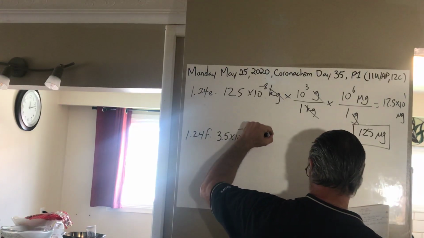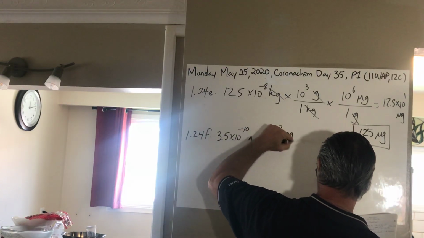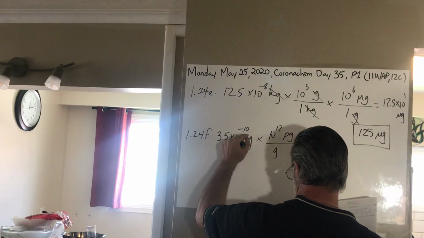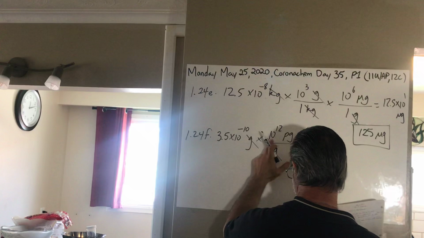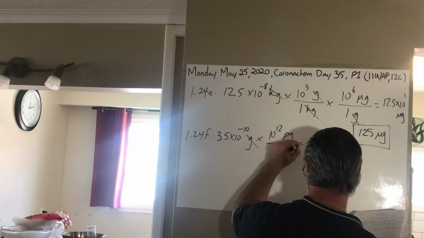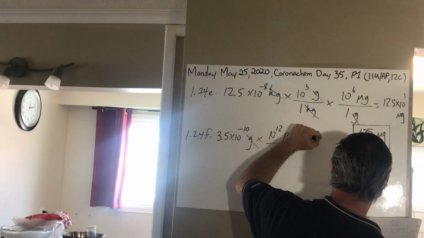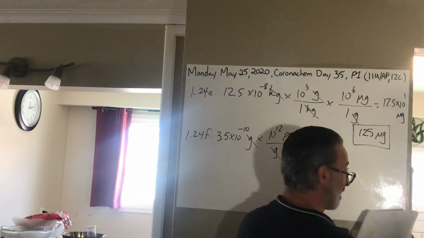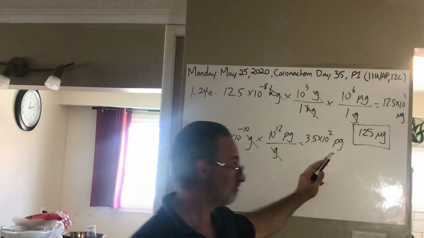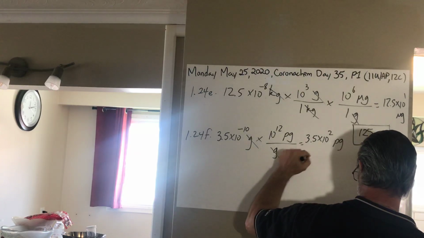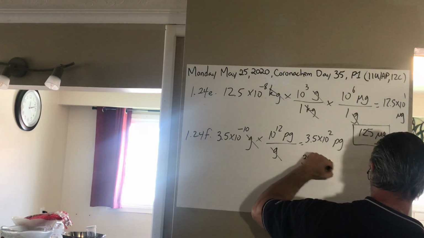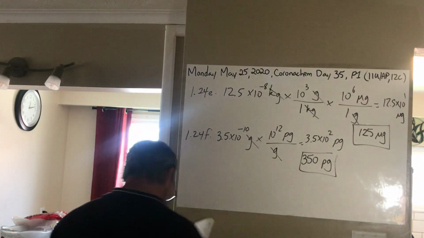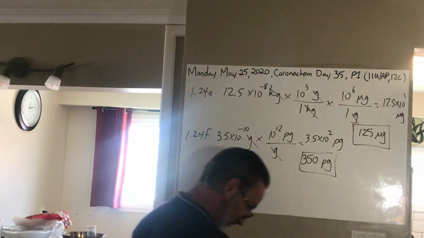So 10 to the 12 picograms per gram, and grams cancel. 10 to the negative 10 times 10 to the positive 12 gives you 10 to the power of 2. So 3.5 times 10 to the power of 2 picograms. And then 10 to the power of 2 is 100. 100 times 3.5 gives you 350 picograms. 350 picograms. Last one. I'm going to make more room.